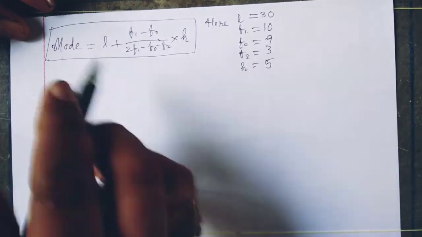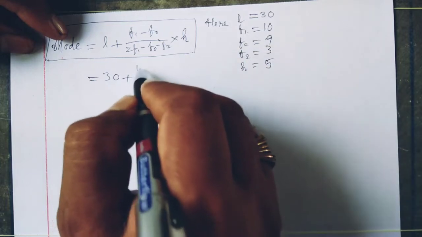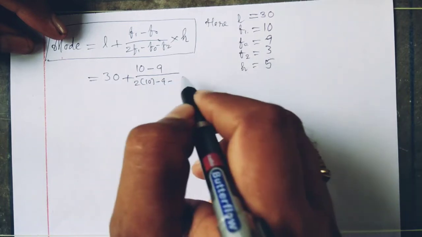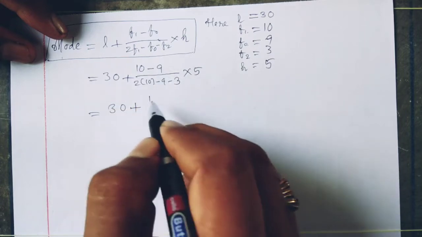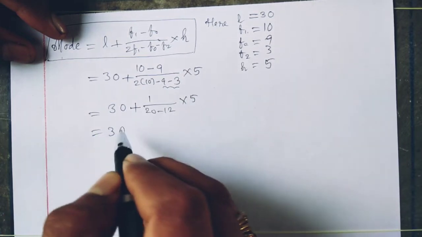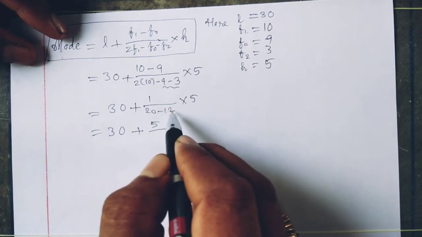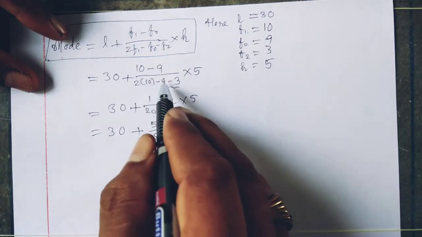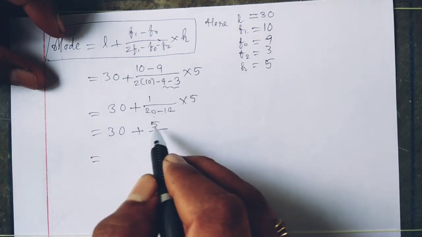Now we have to substitute the values. 30 plus (10 minus 9) by (2 into 10 minus 9 minus 3) into 5 is equal to 30 plus 1 by (20 minus 9 minus 3, that is 12) into 5. 30 plus 1 into 5 is 5, 20 minus 12 is 8.